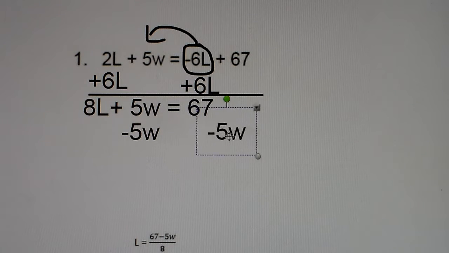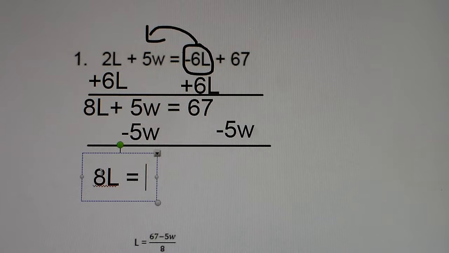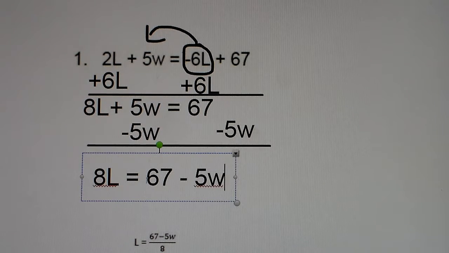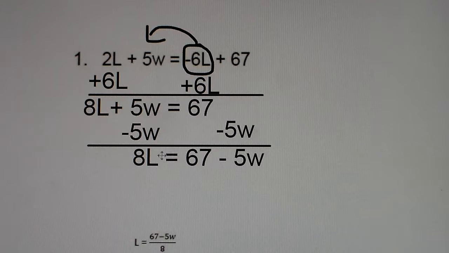Now, one has W, one doesn't, so I put it off to the side, just like in the previous videos. Combine our like terms here. The 5W and a minus 5W, they cancel out, so equals 67 minus 5W. Now we're very, very close. We have to get rid of that 8. So this is 8 times. So the inverse operation of times 8 is divide by 8. So we got to divide by 8 to both sides.